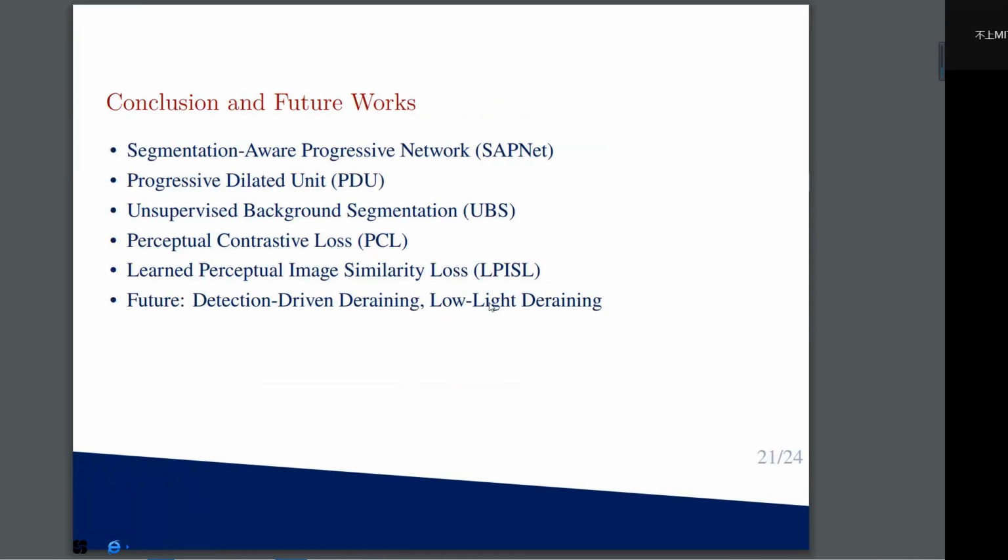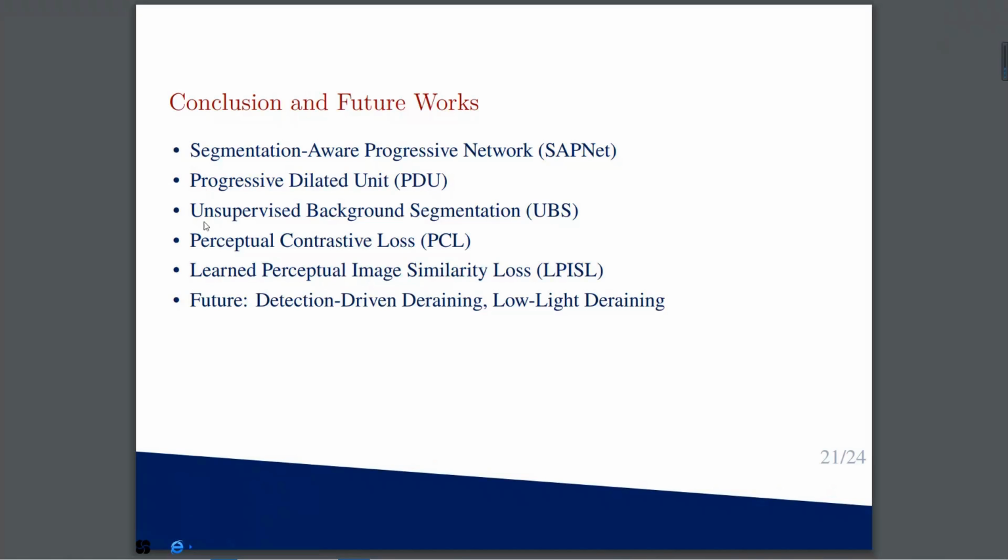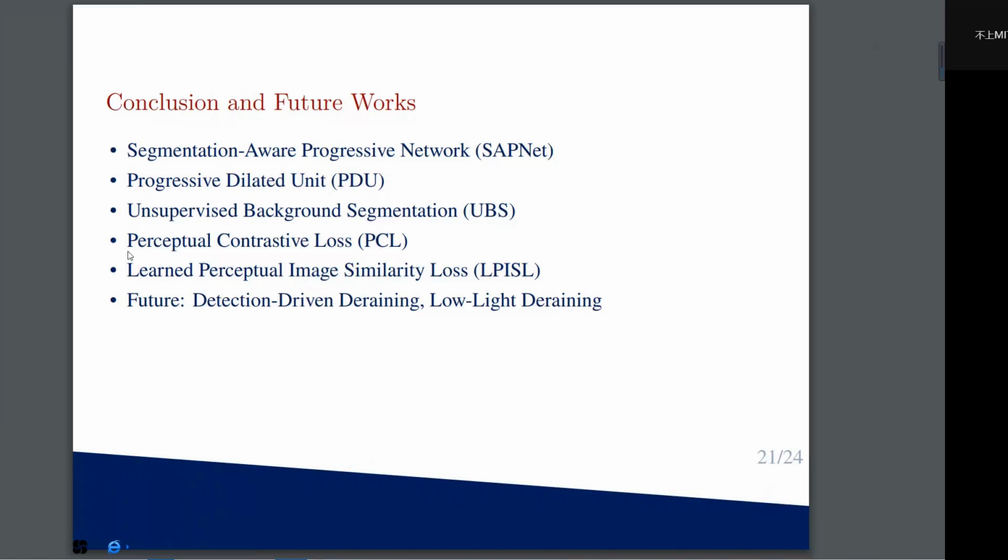In conclusion, in this paper, we propose a segmentation-aware progressive network, or SAPNet. Our model comprises several modules, including the progressive dilation unit, the unsupervised background segmentation, the perceptual contrast loss, and the learned perceptual image similarity loss. These methods combine to help us achieve state-of-the-art performance with real-time processing and an affordable model size, and also to preserve the maximum amount of high-level semantic details.